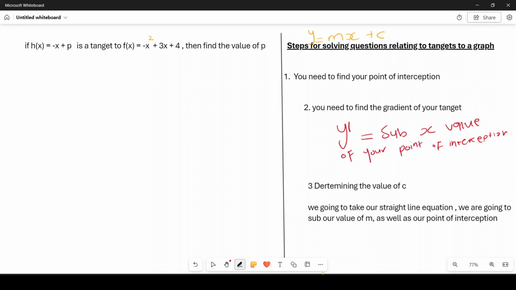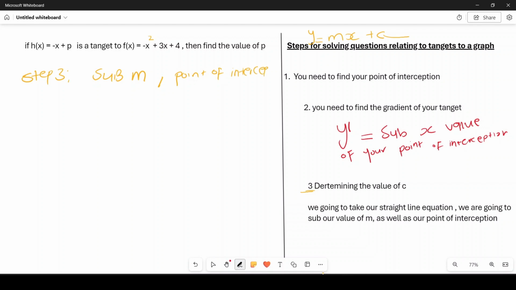P is our value of c, which is the y-intercept. And remember, how do we go about finding the value of c? It's by using the straight line equation, right? Remember the step. We're going to use the straight line equation and substitute our value of m, which we already have, as well as our point of interception. So step 3 is what we're going to make reference to. Remember, we need to sub in our value of m and our point of interception.